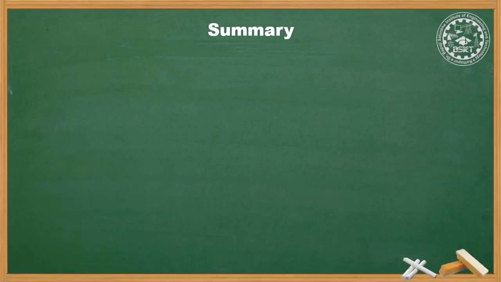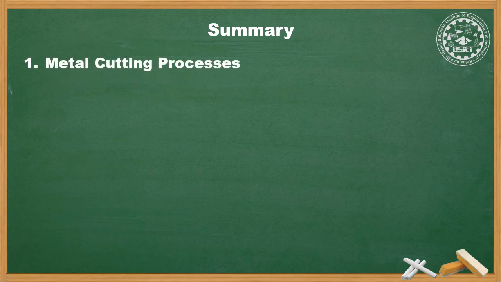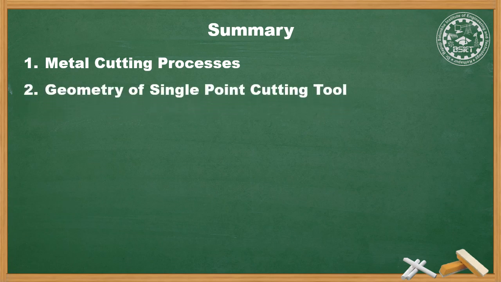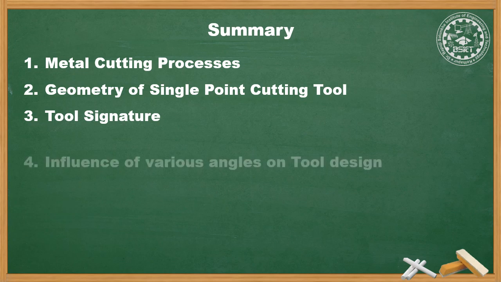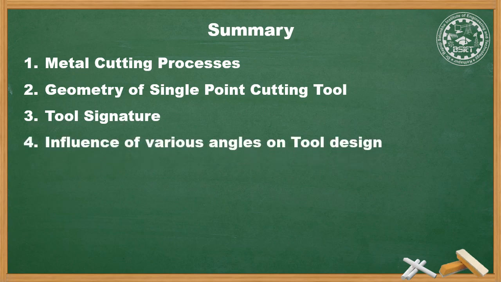Let us see what we have seen in today's session. First is metal cutting processes, that is orthogonal cutting and oblique cutting. Second, geometry of single point cutting tool. Geometry of single point cutting tool has been explained in detail. Third, tool signature. Tool signature of single point cutting tool has also been explained. Fourth, influence of various angle on tool design. While designing of tool, how various angles are influenced is also explained.